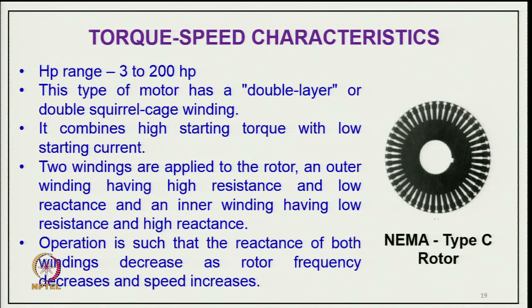Here we have a double layer, you can call it double layer or double cage, squirrel cage winding, which combines high starting torque with low starting current. Two windings are applied in the rotor: the outer winding has a higher resistance and low reactance, and the inner winding has a low resistance and high reactance, and in such operation the rotor frequency decreases with the decrease in speed.